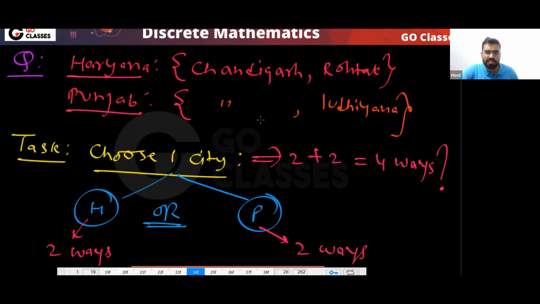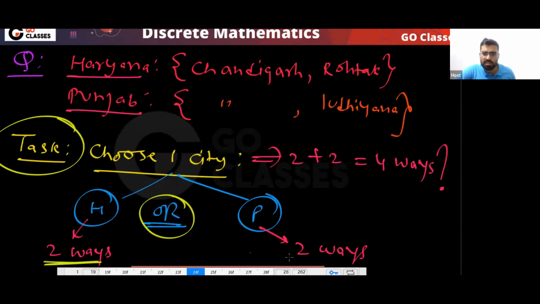No. Which condition is not satisfied? Tell me. Your task is to choose one city. So either you can choose from Haryana or you can choose from Punjab. If you want to choose from Haryana, two choices. If you want to choose from Punjab, two choices. So can I say there are four choices? So condition one is satisfied. Okay, this "or" is there.